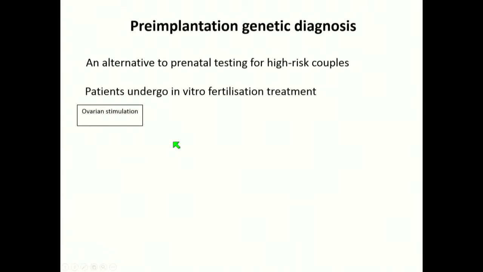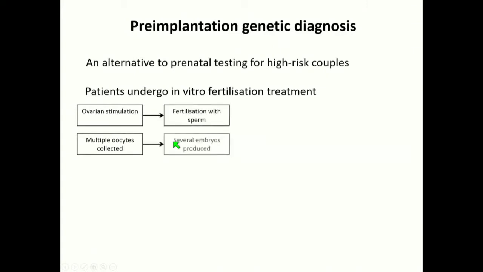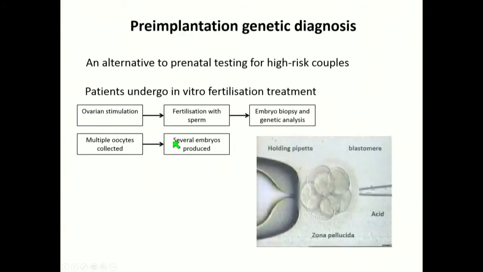So this usually involves the stimulation of the ovaries to produce several eggs instead of the usual one per month. So you collect several eggs and you then fertilize them with the partner's sperm to hopefully produce several embryos. You're then going to biopsy these embryos to obtain genetic material to allow you to do a test. Now, years ago, it was done something like this.